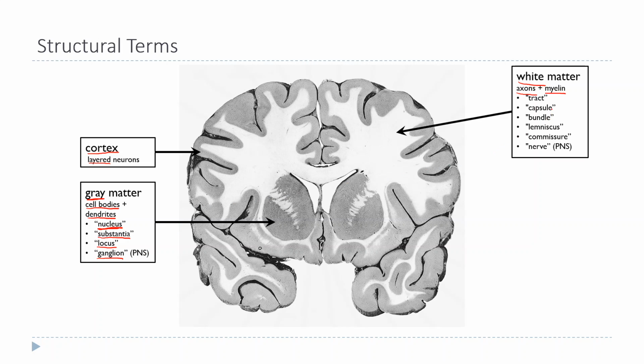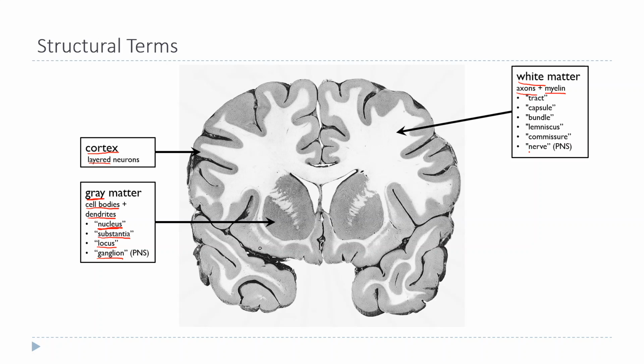Meanwhile, for white matter, there are all kinds of terms to refer to different regions of white matter. So words like tract, capsule, bundle, lemniscus, these are all just names for groups of axons that tend to go to and from the same location together, and so they get anatomical terms. The word commissure is kind of special because it refers specifically to axons or groups of axons that cross from one side of the brain to the other.